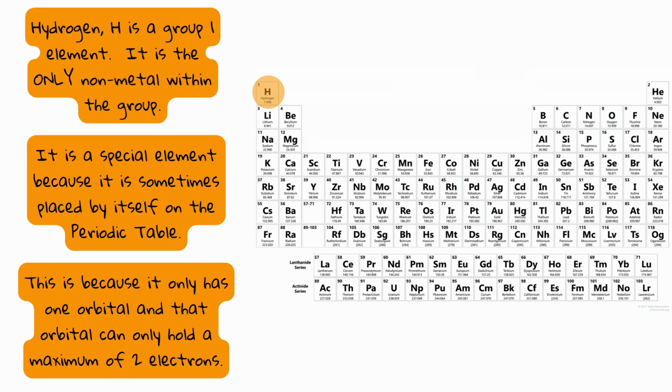Hydrogen is a group 1 element. It is the only non-metal within the group. It is a special element because it is sometimes placed by itself on the periodic table. This is because it only has 1 orbital, and that orbital can only hold a maximum of 2 electrons.